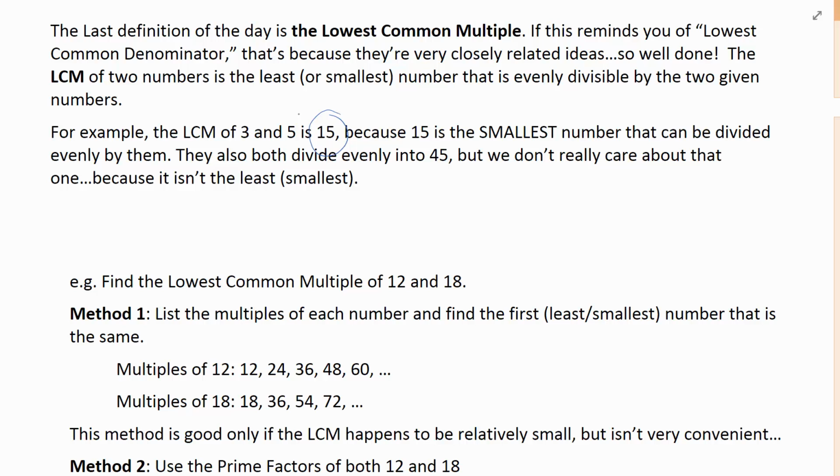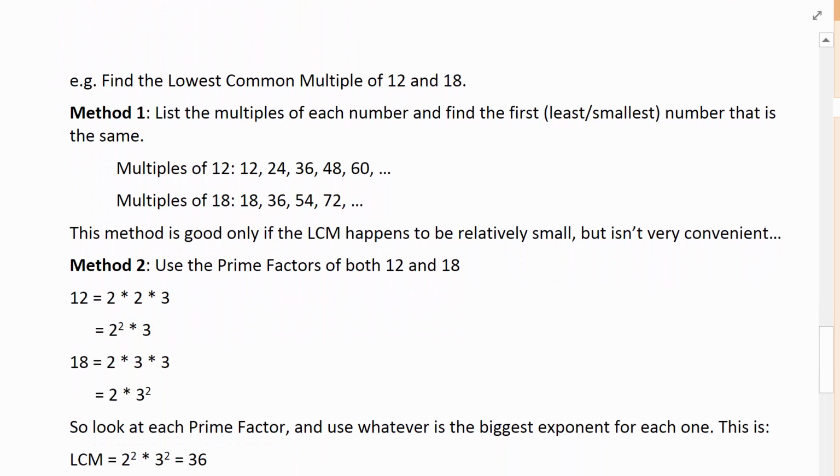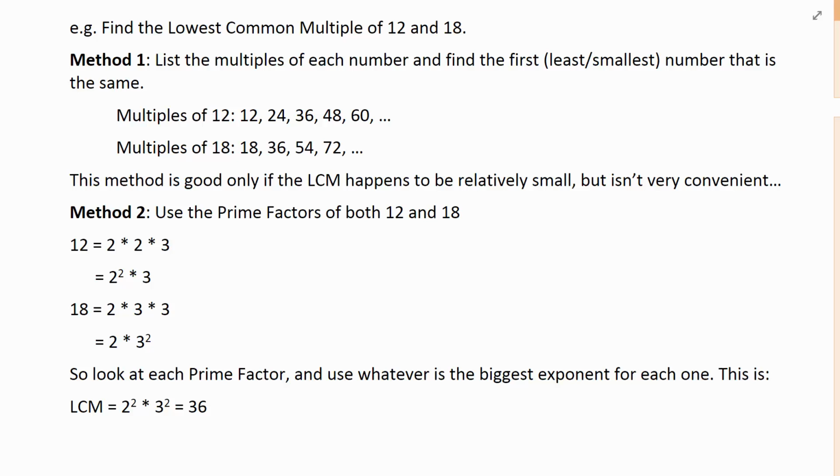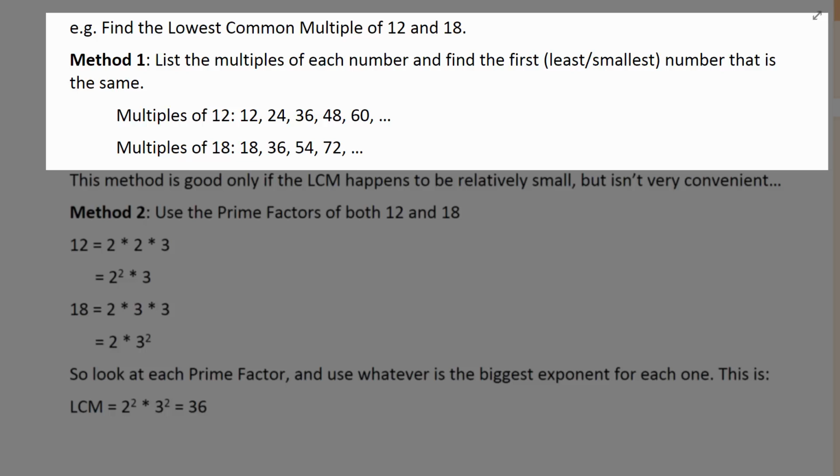So for example here, find the lowest common multiple of 12 and 18. One method of doing this is just to list out the multiples of each number and find the first, or the smallest, number that's the same in both lists. So if you consider 12 times 1, 12 times 2, 12 times 3, you get your list of all of the multiples of 12. And then the same thing for multiples of 18. So you've got 18, 36, 54, 72, and so on. And you look for the first number that's the same in both lists. Well, in this case, it's right here. It's 36. That wasn't very difficult.